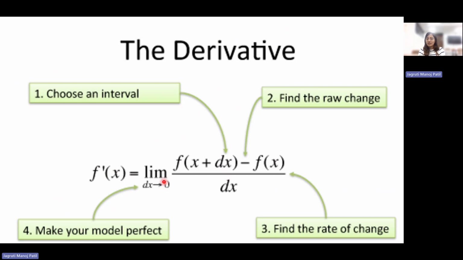Over here this limit is applied so that the denominator term becomes as small as possible, so that you get a very accurate slope in between those two points. You choose an interval, so two such points, let's say x1 and x2, and you define the range in between them, that's delta x. You find the raw change, then you find the rate at which it is changing, and then you make that delta x approach zero. So make your model perfect.